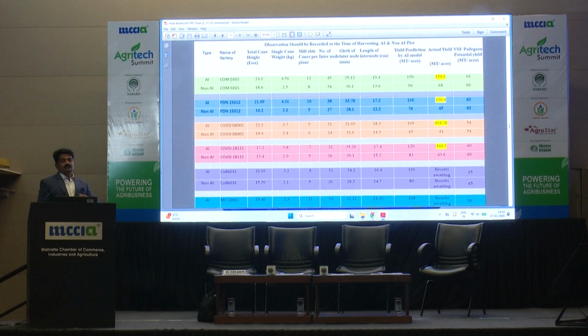When we looked at which factor is impacting the increase in yield, we found that not a single factor is responsible, but overall all the good agriculture practices recommended by this system are the effect of this. For other varieties we got the same results, in PDN 15012, 805, all these varieties.